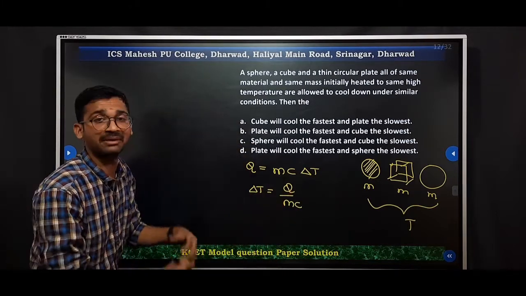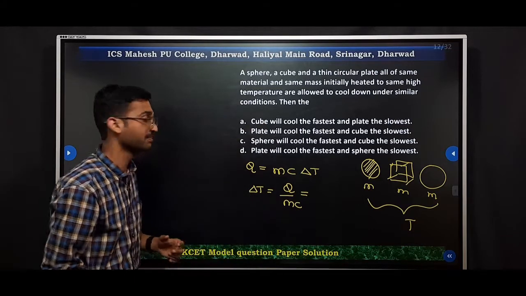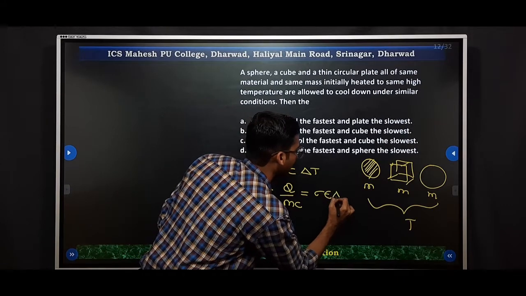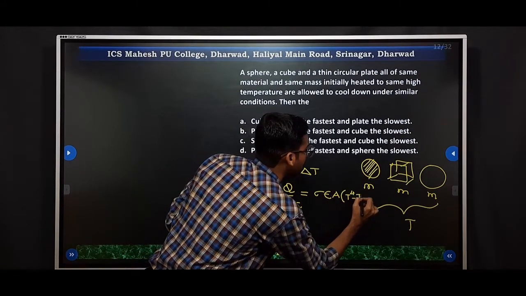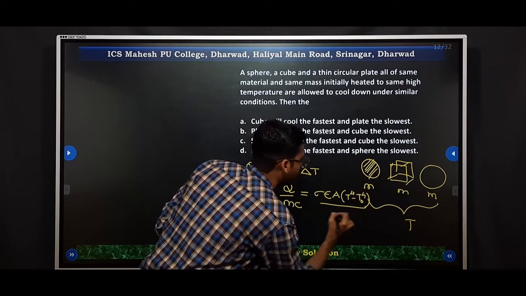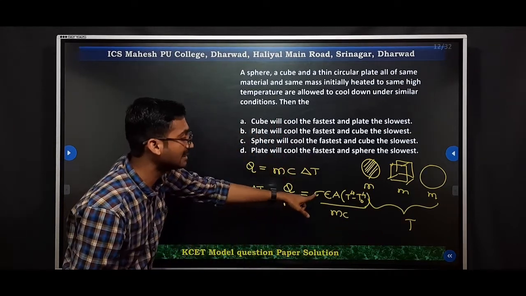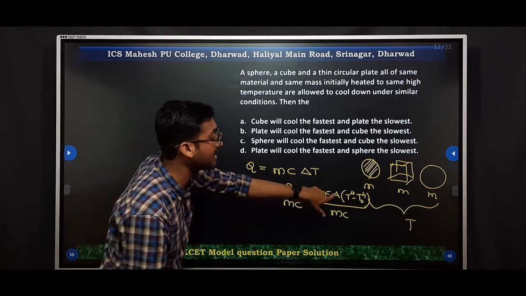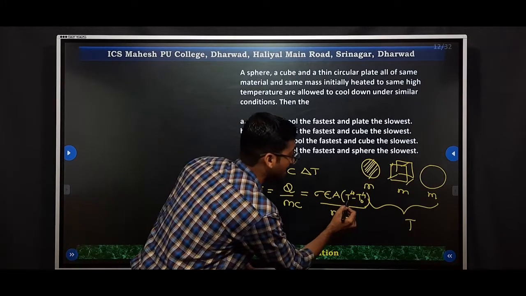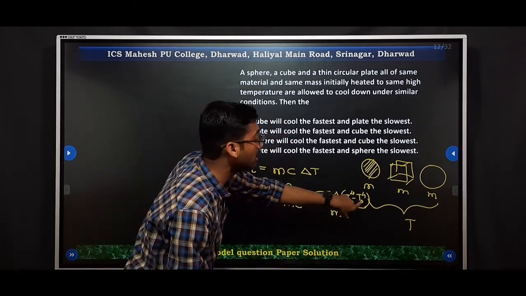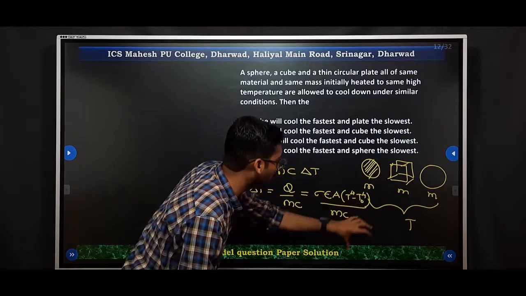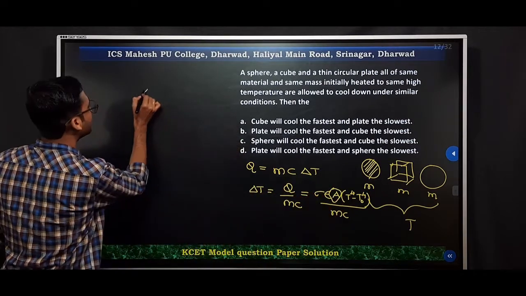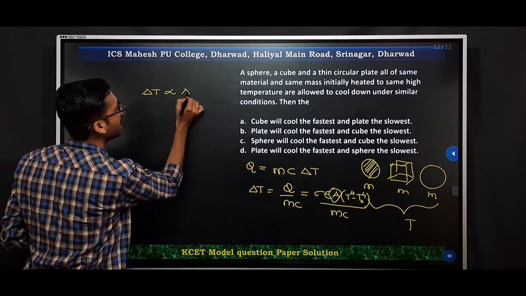Now this Q can be written with Stefan's equation. What is Stefan's equation? That is sigma epsilon into A into (T raised to 4 minus T naught raised to 4), whole divided by m into c, where sigma is the Stefan-Boltzmann constant, epsilon is emissivity, A is the area of cross section, T is the temperature of the body and T naught is the temperature of the surroundings. From all these physical quantities, the required one is only the area. Therefore, delta T is directly proportional to area.